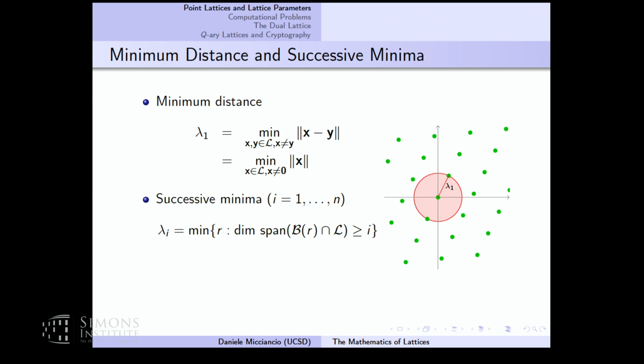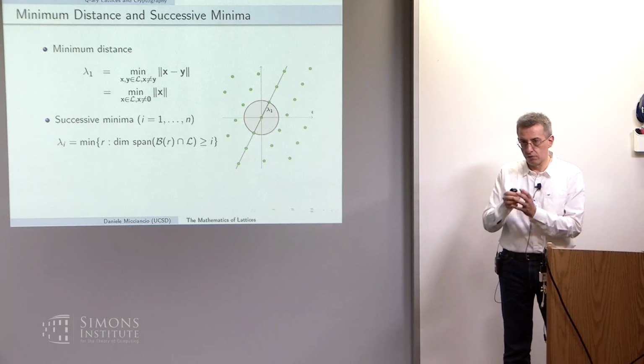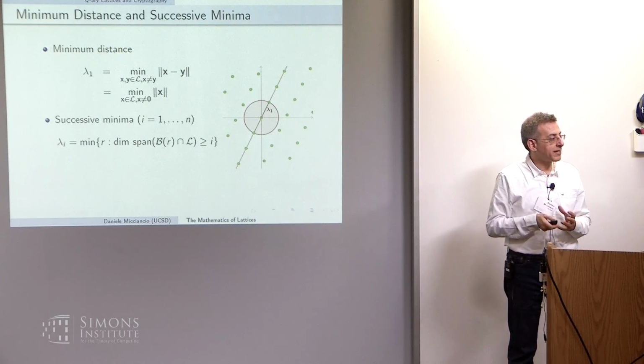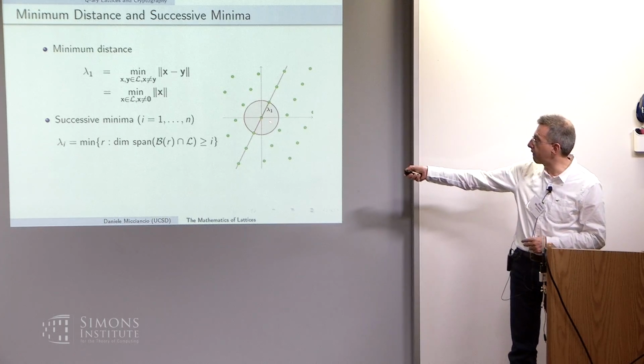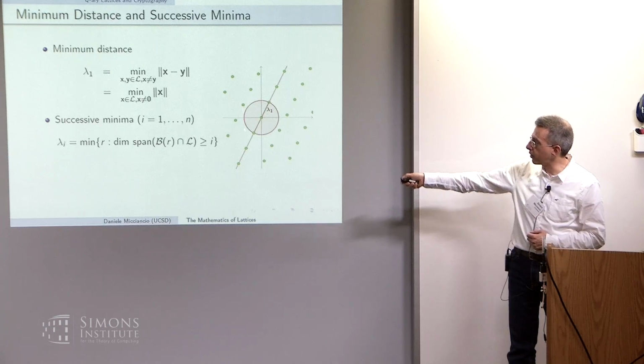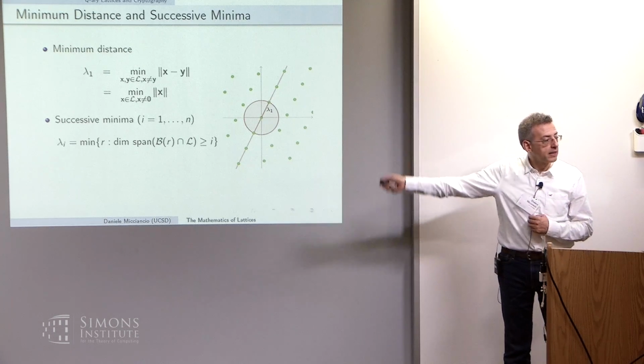We can generalize this lambda 1, the first minimum, the length of the shortest vector, to a sequence of values, lambda 1, lambda 2, all the way to lambda n, where n is the dimension of the lattice, where lambda i is defined as the radius of the smallest ball that contains at least i linearly independent lattice vectors. Now, notice how as soon as you put a ball around the origin that contains a non-zero lattice point, you will have not just one lattice point, you will have more than that. You will have at the very least the origin, the lattice point, and its opposite. So you will have 3 lattice points.